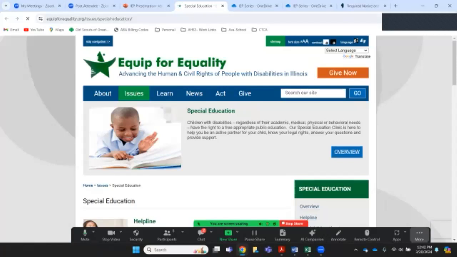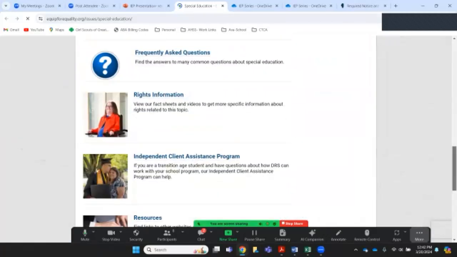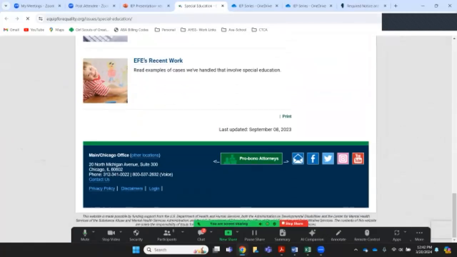So there's a couple of places you can, I think there is a phone number. Let me scroll down. So there's a contact us form that you can fill out, which will send an email directly to their office in Chicago. Or you can contact their number, 312-341-0022. I've had more luck using the contact us.